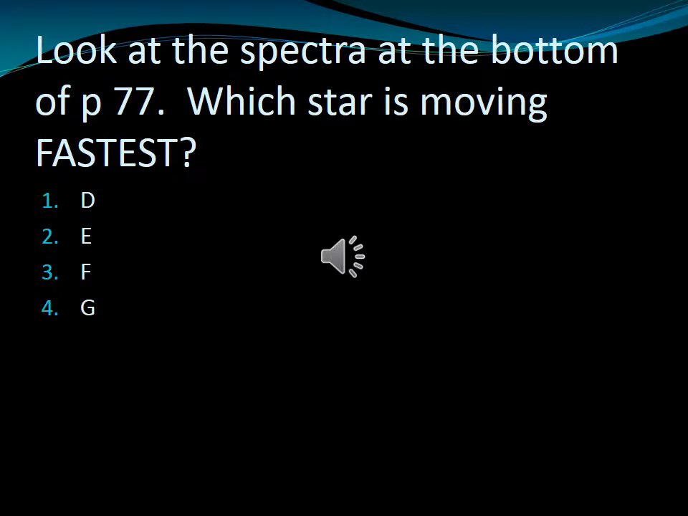So, when you're looking at page 77, look at the spectra at the bottom of that one. Which star is moving the fastest? Notice that this question isn't saying which star is moving towards you, nor is it asking which star is moving away from you. It's saying which one is moving the fastest. And to figure out which one is moving the fastest, you would look for the spectrum where the spectral lines are offset the farthest from where they're supposed to be.